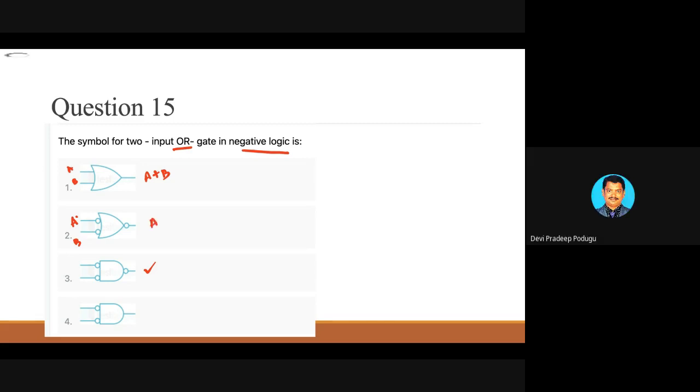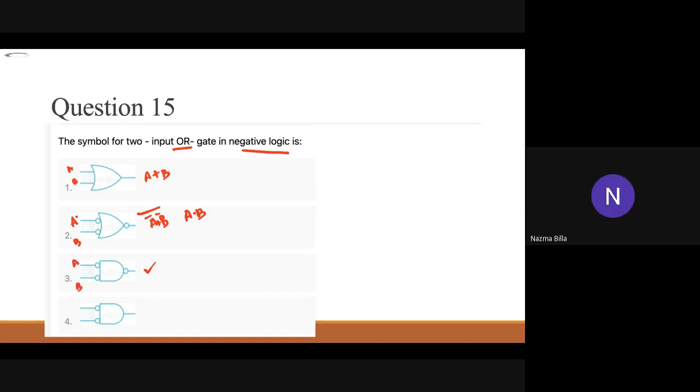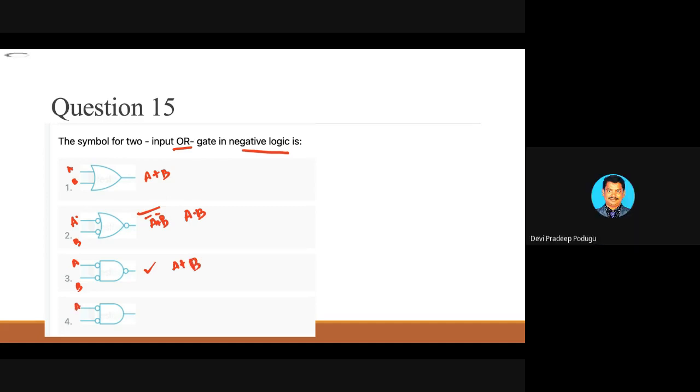AB, you will get AB. A bar plus B bar, then whole bar, so it is coming A into B. And for the third case, what is coming here? A plus B. And for the fourth case, A bar into B bar. A bar multiplied by B bar.